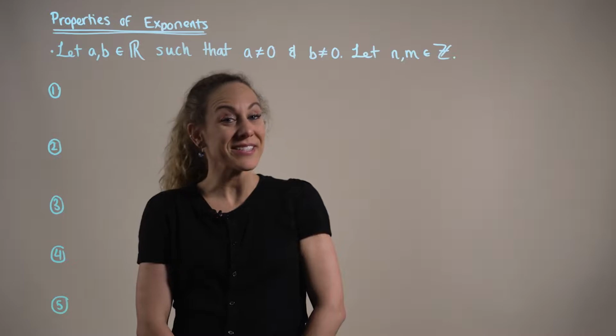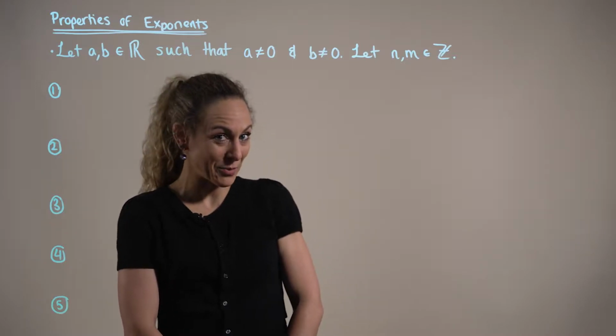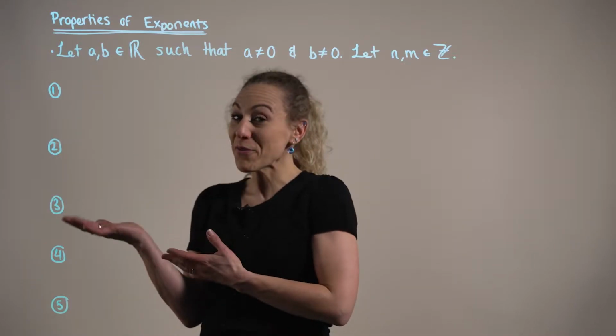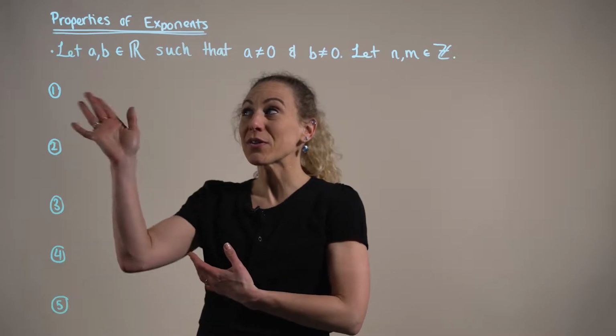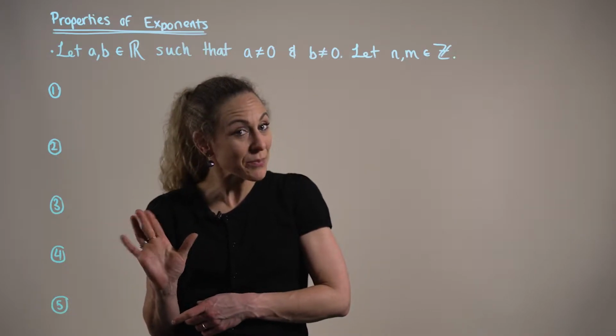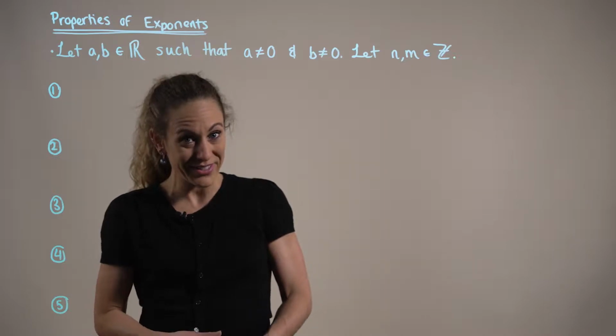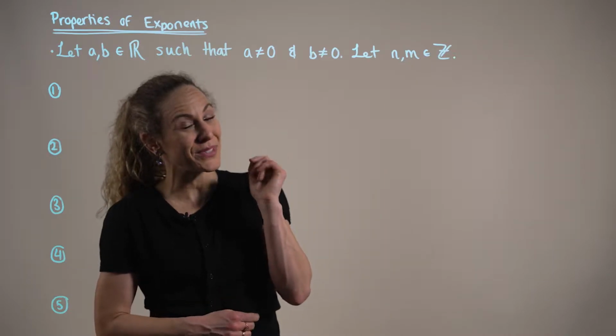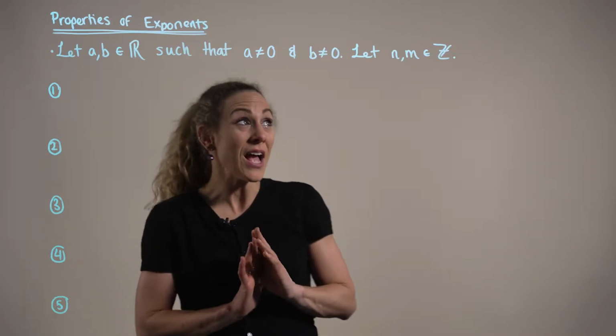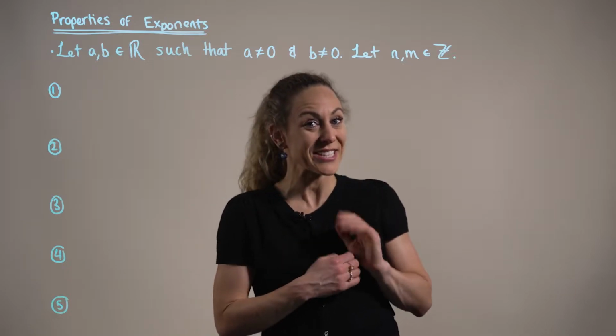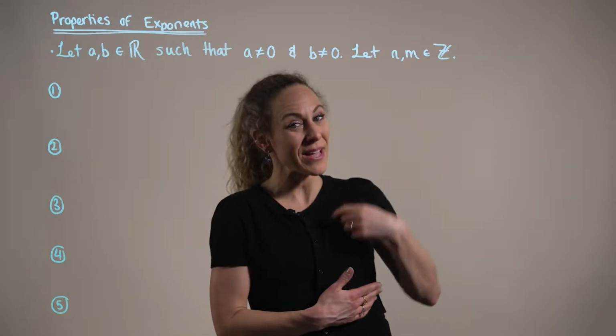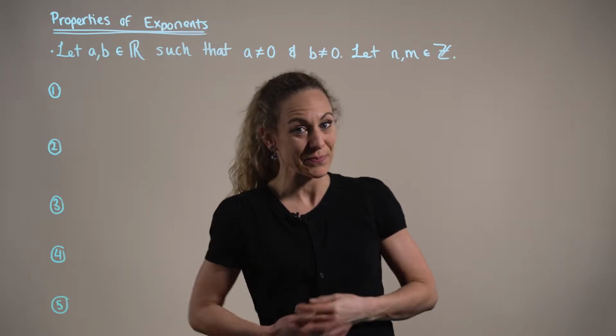Here we are summarizing the general properties for exponents. For the following properties, we want to include the initial conditions that a and b are non-zero real numbers. In other words, a cannot be equal to 0 and neither can b. And we also want to add the additional condition that m and n are both integers.